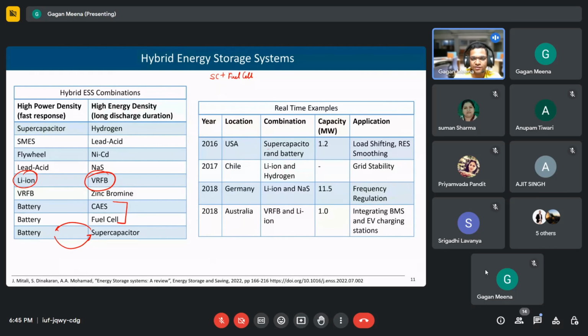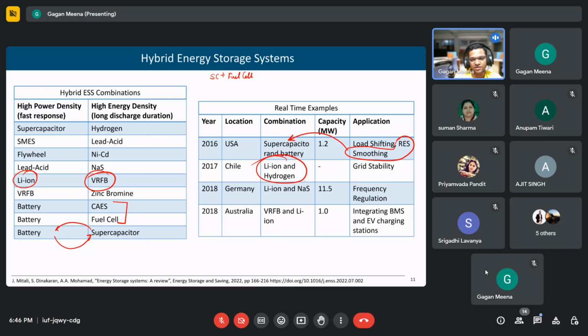Here is an example in the US. This is supercapacitor and battery. We are using it for renewable smoothing. For smoothing, the intermittency is sometimes quite frequent. That frequent operation can be provided by the supercapacitor. It can supply power very frequently and very fast also.